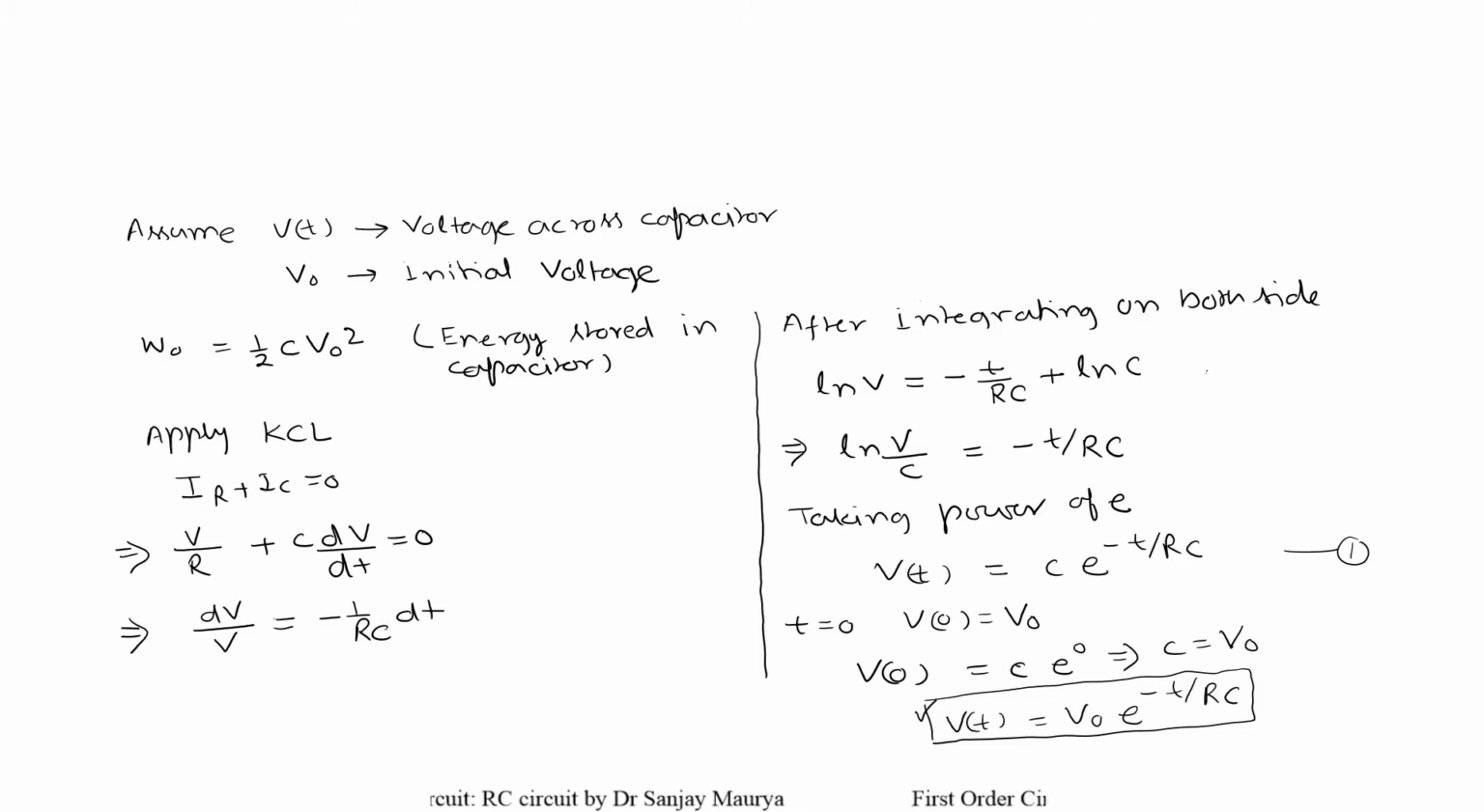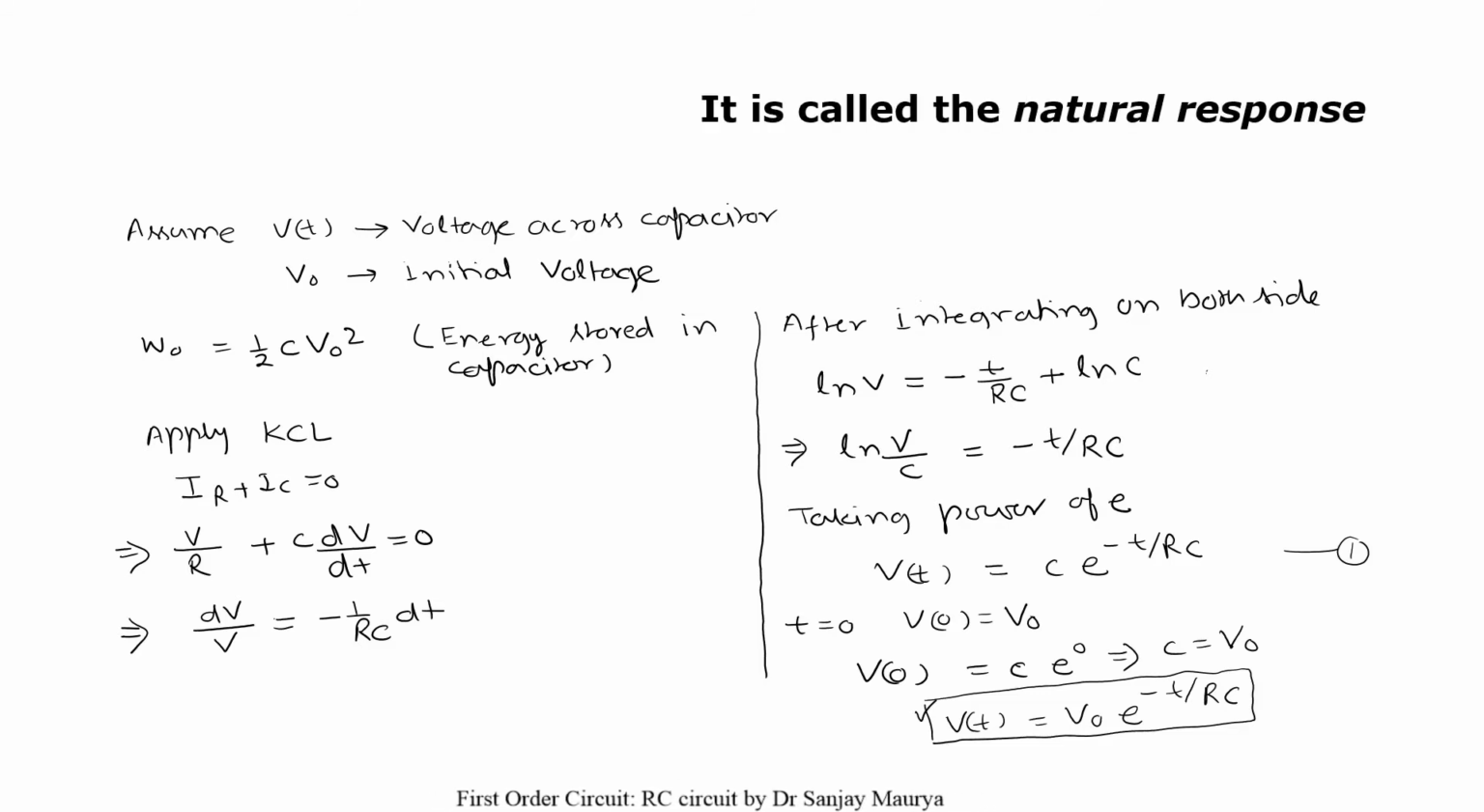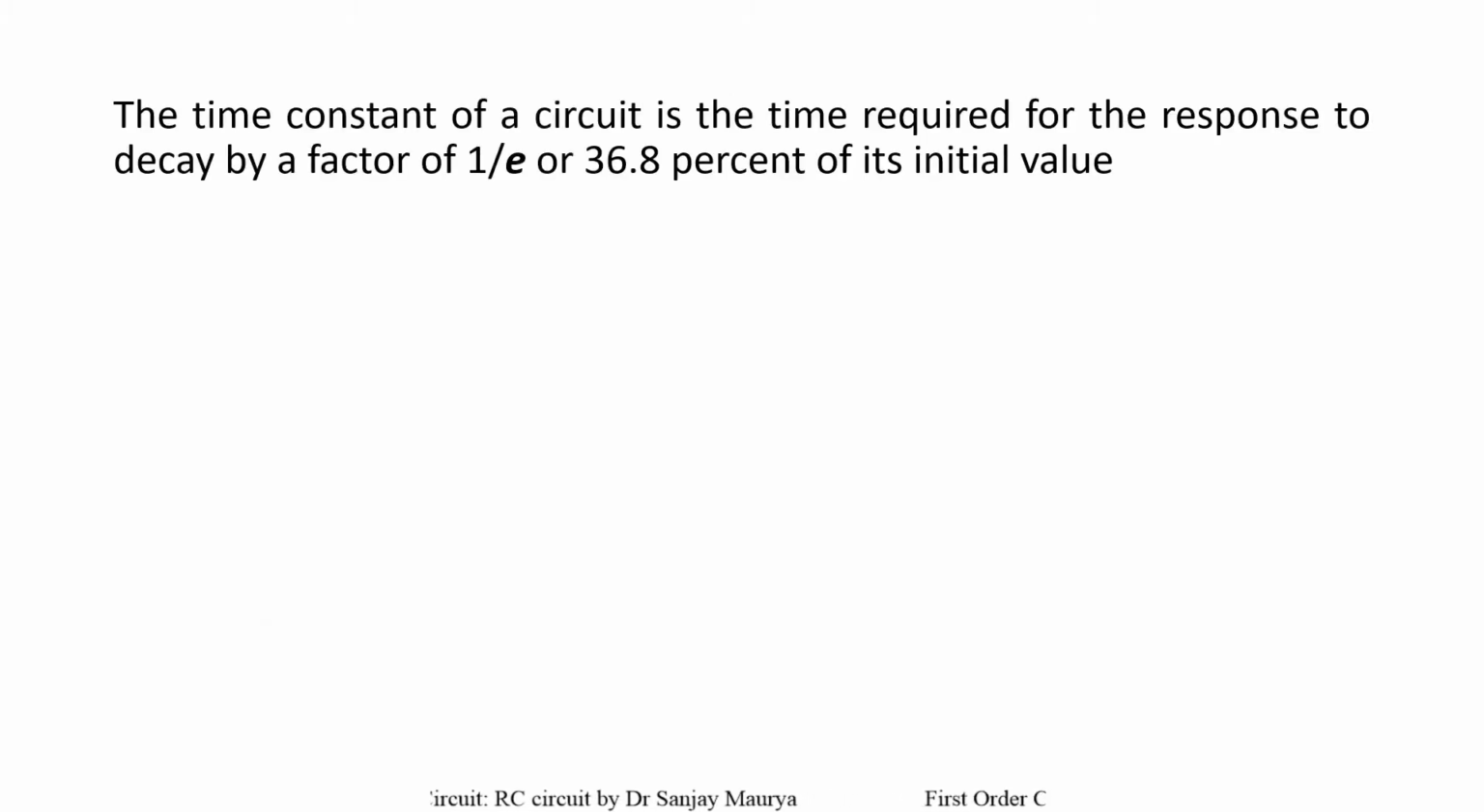In this circuit, basically there are no external sources present. So this response is also called the natural response. Here the product RC is defined as the time constant. And the time constant of a circuit is the time required for a response to decay by a factor of 1 by e, that is 36.8% of its initial value, and it is given by tau is equal to RC.